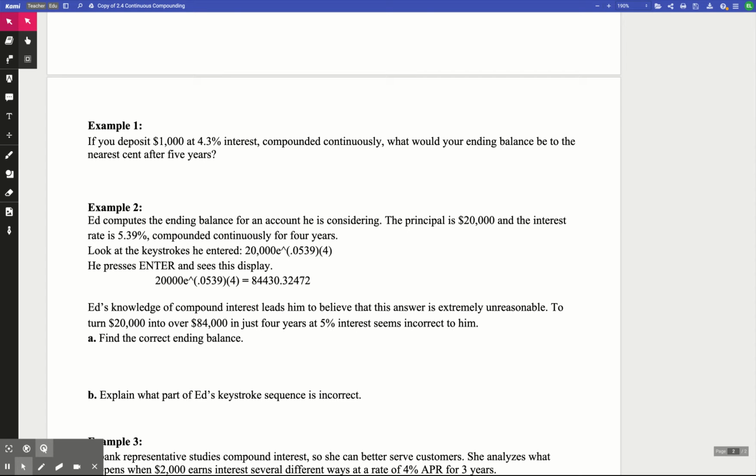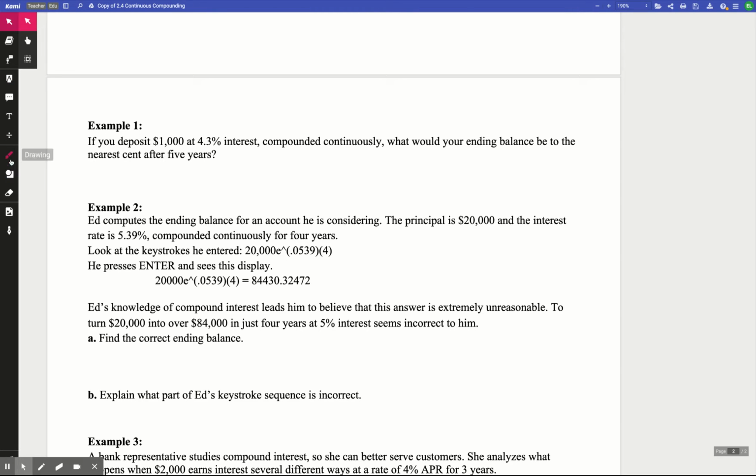Working with continuous compound interest is not too vastly different than working with other compound frequencies. As we know, the only major difference is that we are compounding infinitely, and that is why we use the base E in our formula. So looking at example 1, if you deposit $1,000 at 4.3% interest, remember this is APR, compounded continuously, what would your ending balance be to the nearest cent after 5 years?